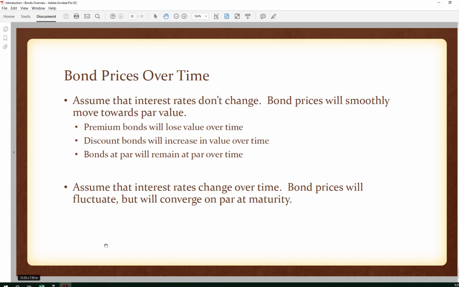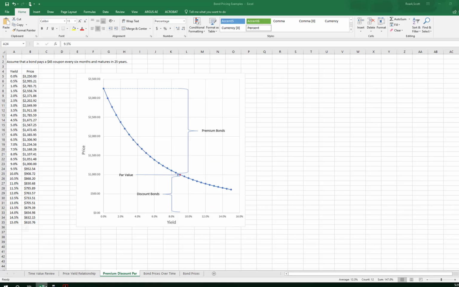Well, before we do that, let's look at an alternative case where we would have interest rates changing over time. In this case, bond prices are going to fluctuate, but they are still going to be converging towards par once maturity is reached. So at maturity, every bond is going to be priced at par or worth the par value, assuming that we don't have any default conditions. So let's just look at that in Excel real quick.